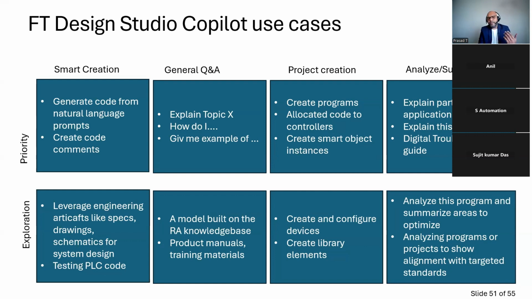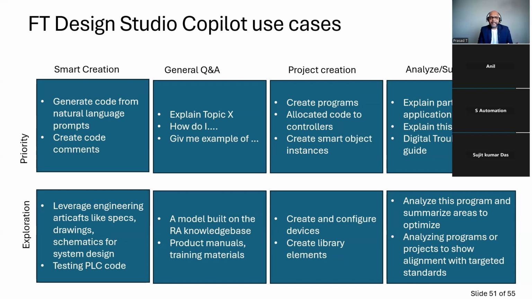So one is generating code from natural language prompts, similar to Siemens. Explain the documentation, like explain topic X, or give me an example of that particular logic, which is possible and falls under the category of general Q&A. Creating the projects, creating the smart objects, and explaining a particular function block. And exploration means some of the features which may come up as we move forward.